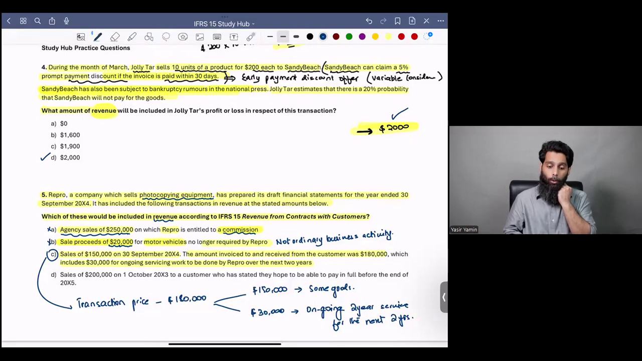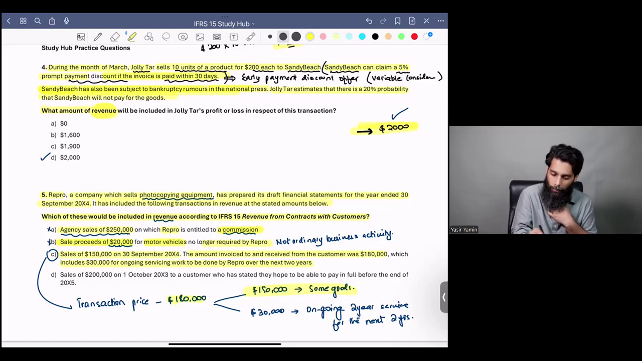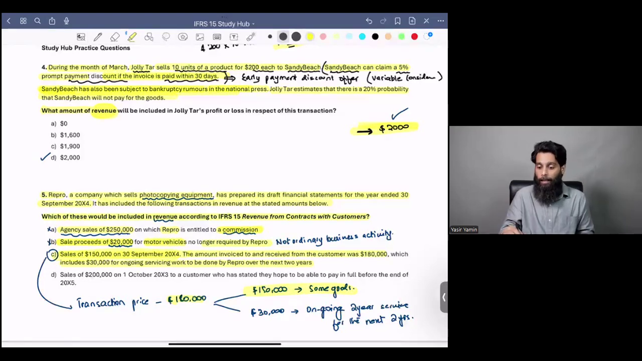The examiner is asking you that the transaction price is $180,000 and the option they are asking is, can we recognize revenue of $150,000? And that means they are saying that we are not going to recognize revenue of $30,000 that belongs to the services, which will happen over the next 2 years.